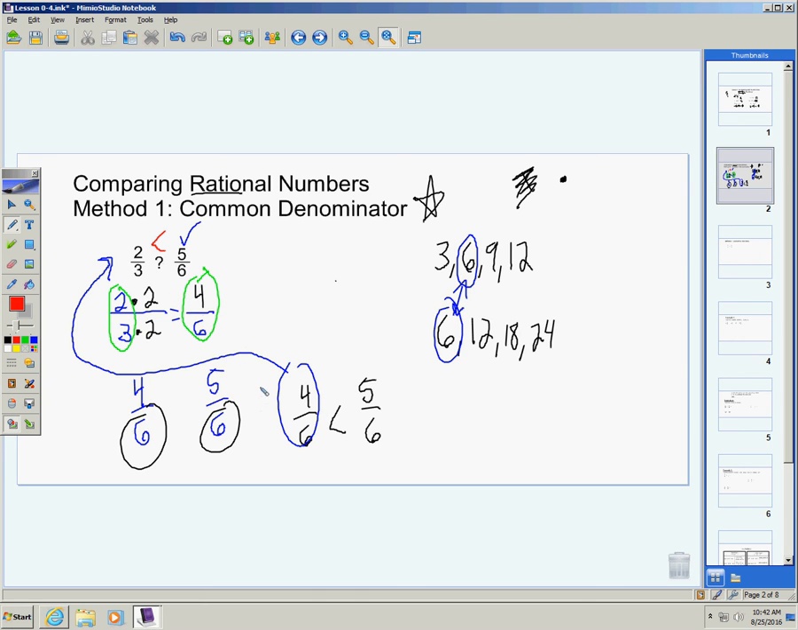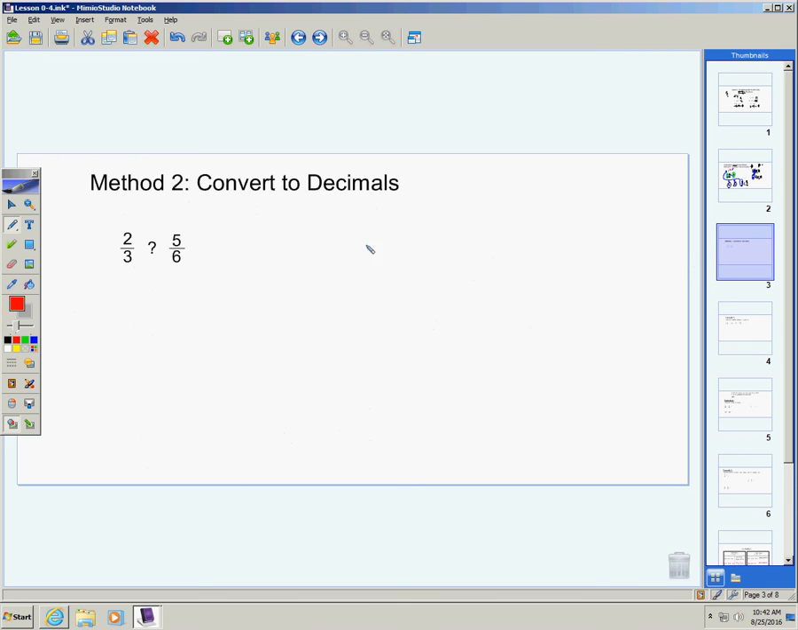Our second method is convert them to decimals. And this is the way that you probably are going to like. I don't like it as much because I don't like working with decimals. Okay, so this is your other method, convert to decimals. What you would do, you'd see what's 2/3 as a decimal. Well, that's 0.6 repeating. And then you'd see what is 5/6 as a decimal. Well, that's 0.83 repeating. And now I'm going to compare 0.6 repeating and 0.83 repeating.